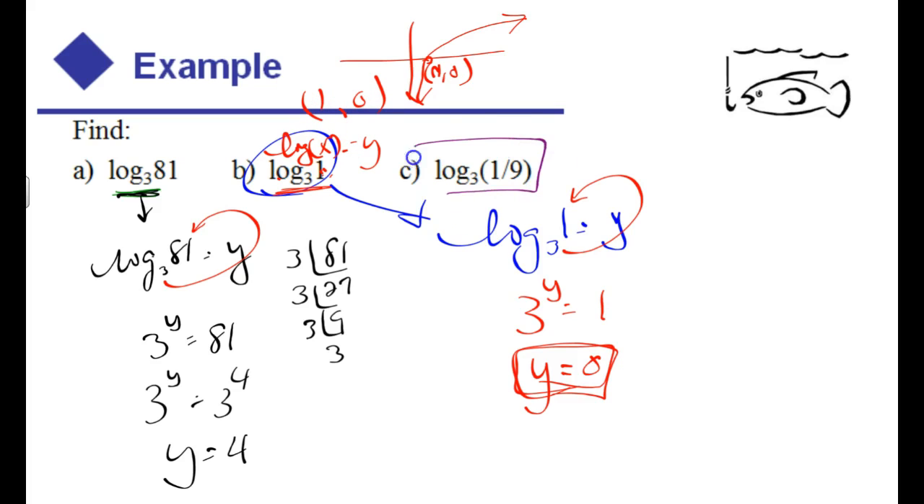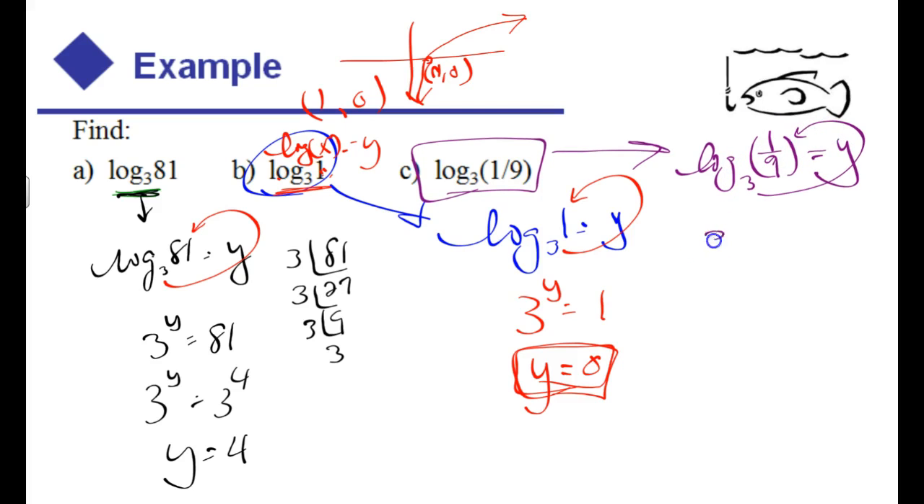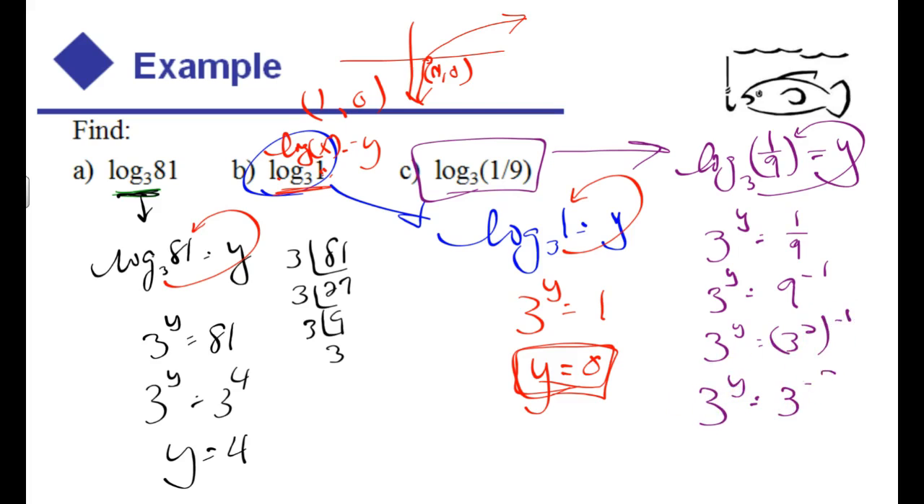The last one is a little bit more complicated. Let's set it equal to y. So the log of 1/9 base 3 set equal to y, and I'll do the fishhook again. So 3 to the y equals 1/9. You can write this 1/9 in terms of base 3. Let's bring it up to the numerator first of all, and then I'll change it to a base 3. That's 3 squared, which means 3 to the y equals 3 to the negative second.